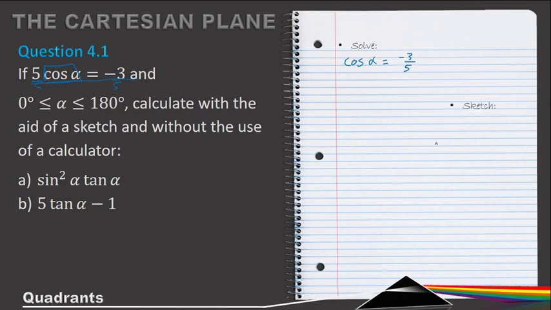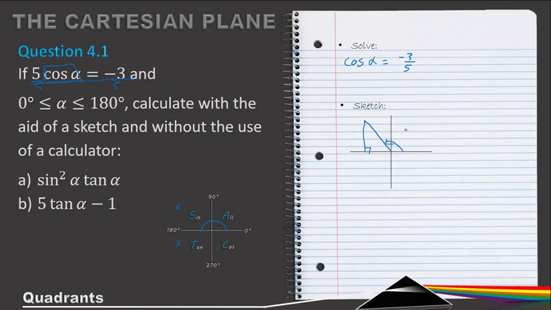Okay, and then the next step is to sketch. So to determine which quadrant, we have our restriction 0 to 180. That means it's going to be either in the first or the second quadrant. And then I look at my value here. This is a negative value. That means that cos is negative in the third or the second quadrant. So once again, we see that both apply to the second quadrant. So I'm going to draw my sketch in the second quadrant with my right angle here.